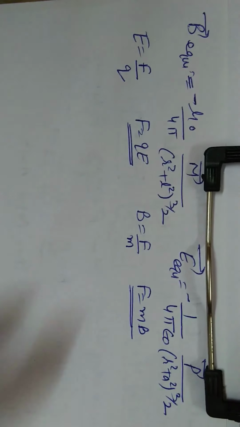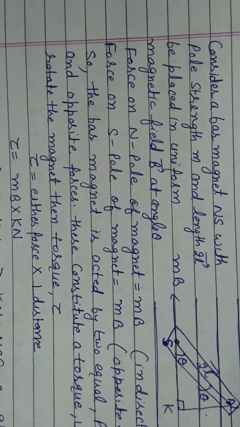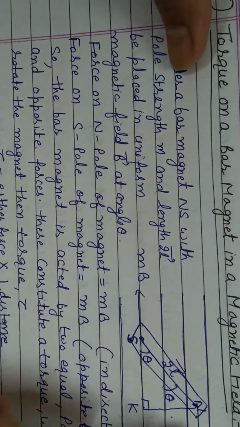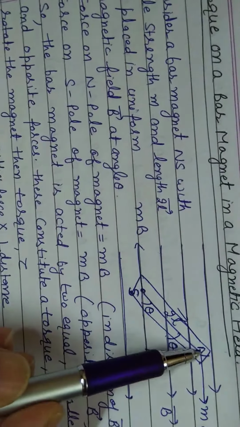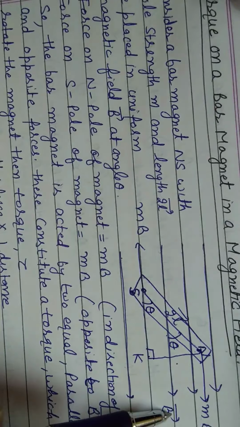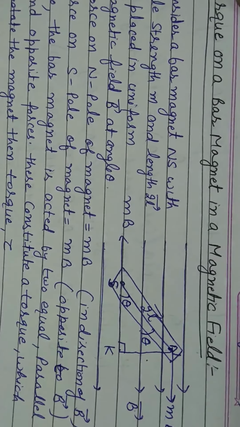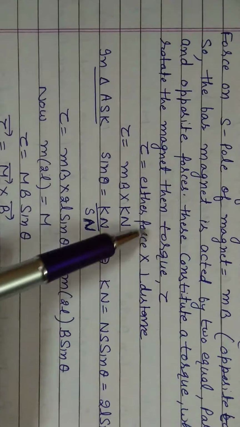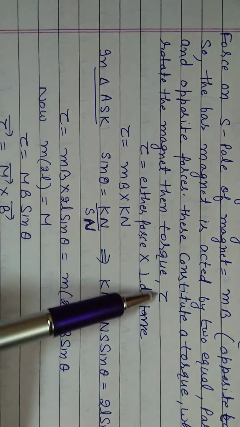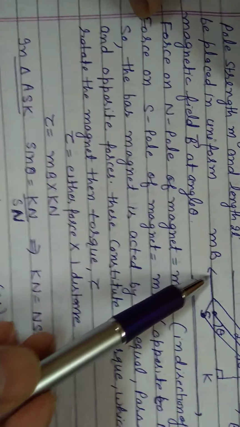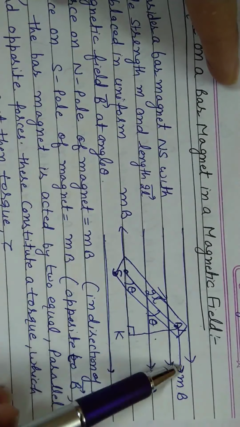This is the force due to the magnetic field on the pole strength. Here, of the two poles, if the north pole has the force in the direction of the magnetic field, then the south pole has the force in the opposite direction. So two equal and opposite forces again constitute a torque.